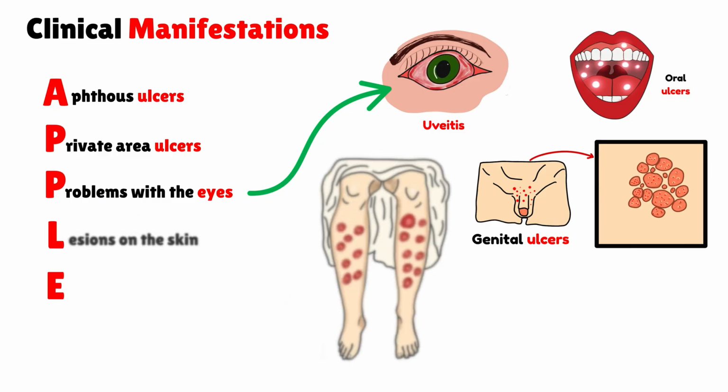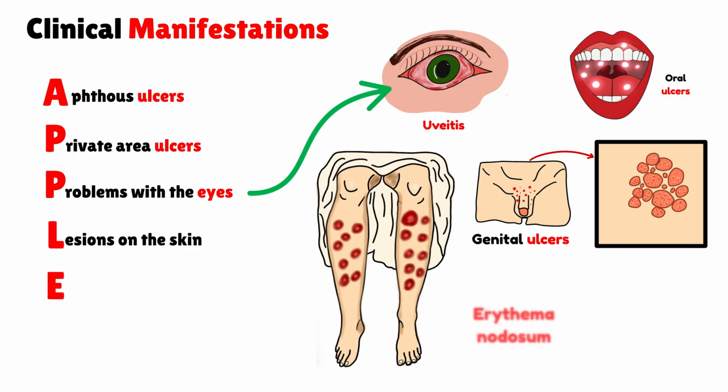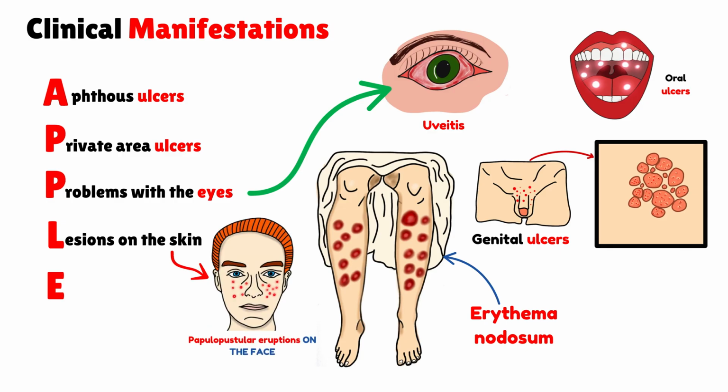L stands for lesions on the skin. These include erythema nodosum, which are painful red nodules usually found on the shins, and papulopustular eruptions that can mimic acne but are sterile. Finally, E is for everything else. This reminds us that Behcet's disease is systemic.